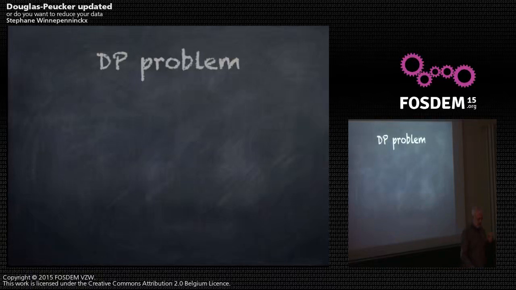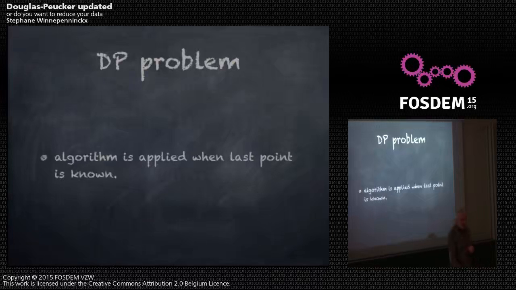Douglas-Peucker has one problem, maybe more than one, but this one is the annoying one. You have to apply the algorithm only when you know your last point. If you imagine that you are tracking your trip to the south of France with a GPS, you have to wait until you are at your destination to start to reduce your number of points. Maybe if you have a small device, you have already exceeded your maximum memory. So it could be a problem.